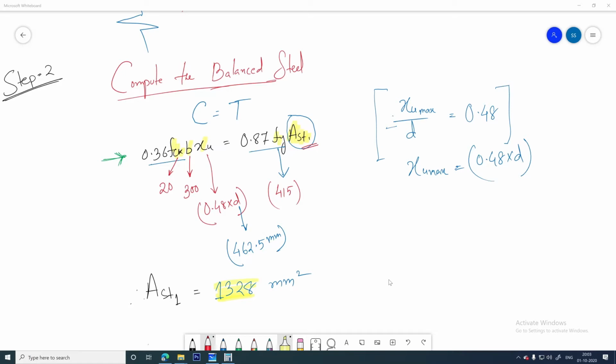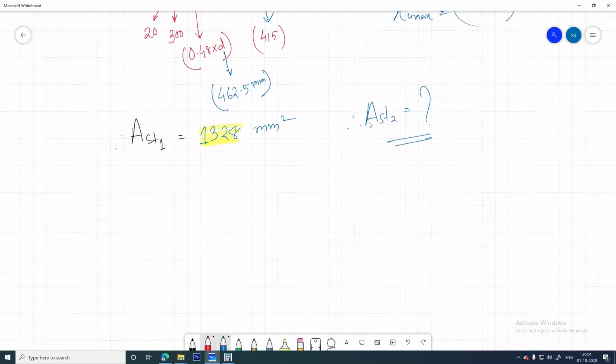Now after you determine this AST1, definitely you need to determine the AST2 as well. This thing you also need to determine, right? This is basically for the balanced moment. So how to determine that?